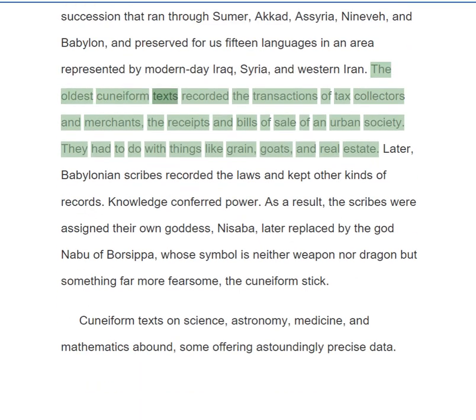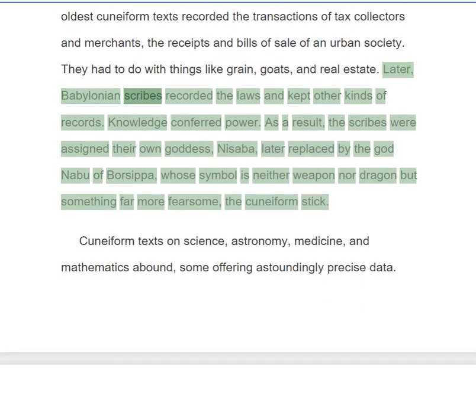The oldest cuneiform texts recorded the transactions of tax collectors and merchants, the receipts and bills of sale of an urban society. They had to do with things like grain, goats, and real estate. Later, Babylonian scribes recorded the laws and kept other kinds of records. Knowledge conferred power. As a result, the scribes were assigned their own goddess, Nisaba, later replaced by the god Nabu of Borsippa, whose symbol is neither weapon nor dragon but something far more fearsome, the cuneiform stick.